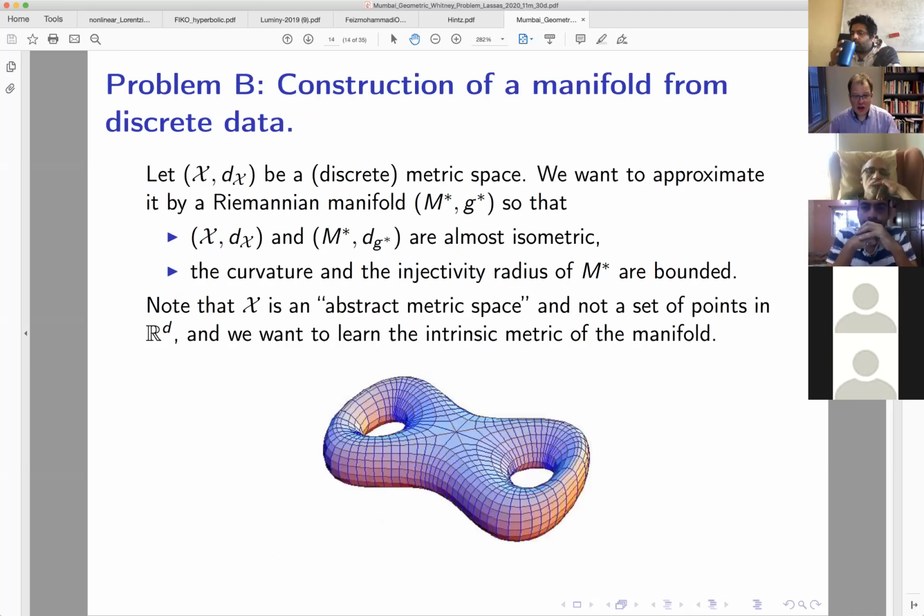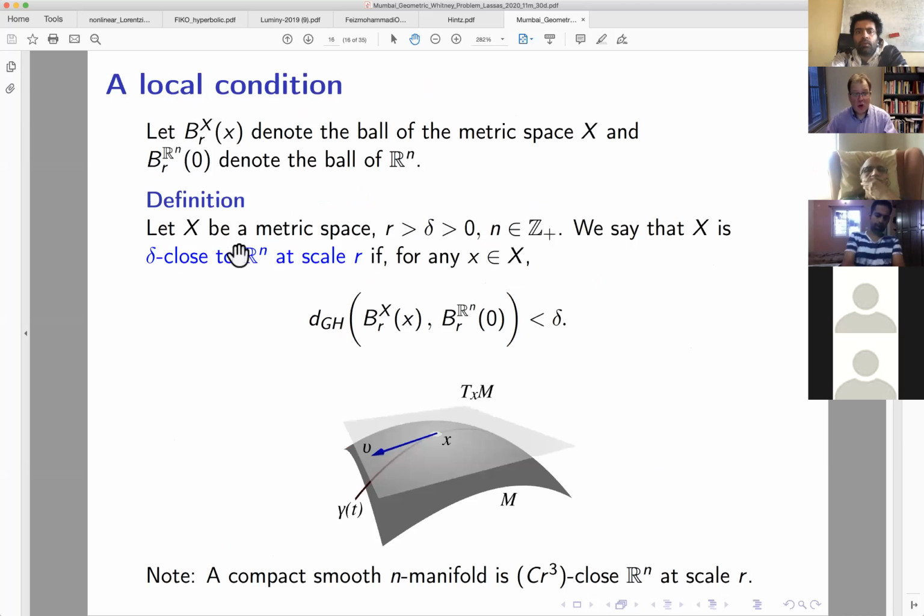So now this was the question. We want to construct an abstract manifold, and for that we need that this data metric space satisfies two conditions: a local condition and a global condition. Let me go through those. First, the local condition. We want to say that the metric space X that is given to us locally approximates a Euclidean space. So here is the definition.